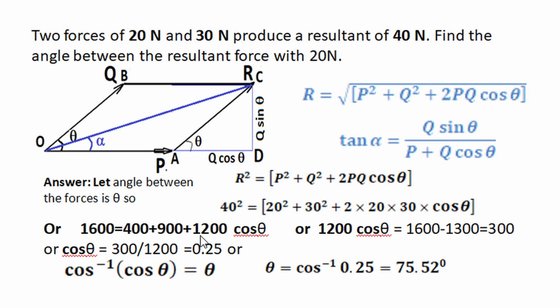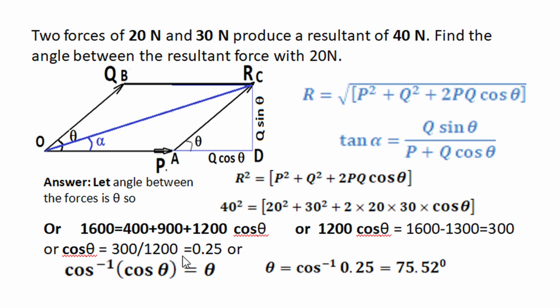To find out cos theta, we brought cos theta term to one side, 1200 cos theta, and brought remaining terms on another side. The sum of 400 and 900 is 1300, and when 1600 is subtracted from 1300 we got 300, and cos theta comes as 300 divided by 1200, 0.25.